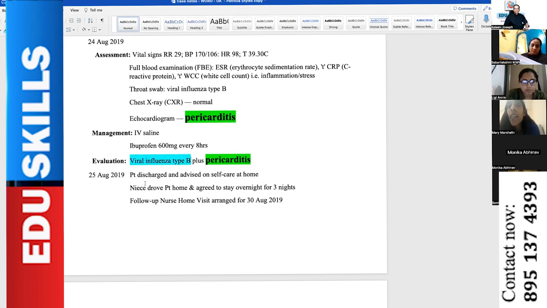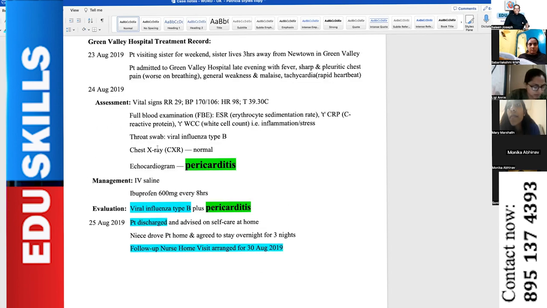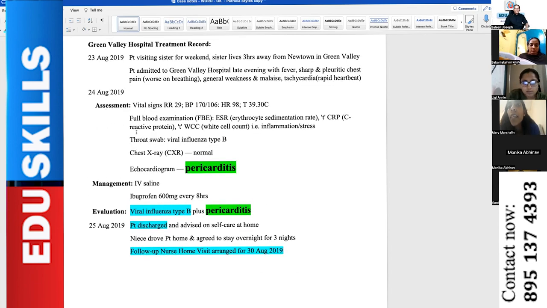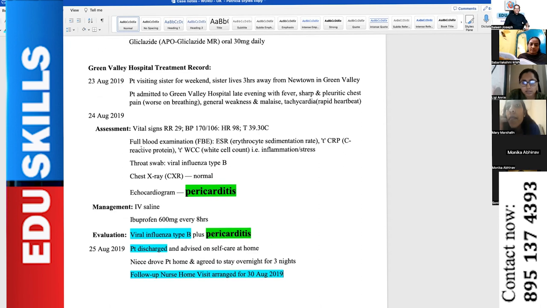Then here, on this 25th August, patient discharged. Then follow-up nurse visit arranged. Whether he drove at home or when he was riding the bike, it's not material for us, right? Yes. Let him go anyway. Okay. Now here, assessment. Do you require something? Yes.